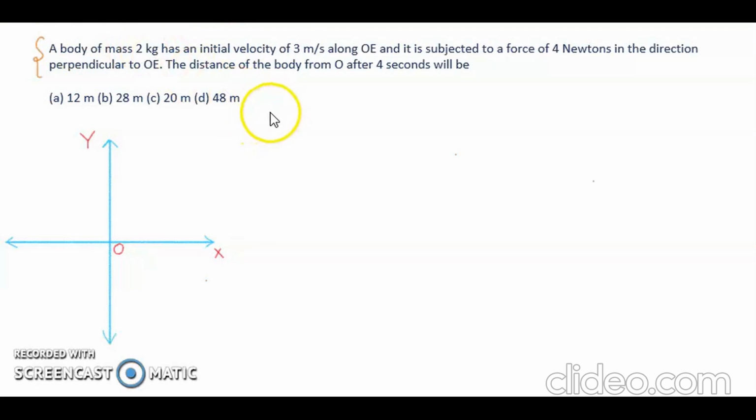First of all, it is given that mass is equal to 2 kg. So we can name it as a variable, m is equal to 2 kg, the normal variable name that we use, m for the mass. It has an initial velocity of 3 meter per second along OE. We can take OE in any direction. For the purpose of understanding and clarity, I have taken an XY axis and I have taken OE in the direction of the X axis. You can take it in the Y direction also, no issue in that. It depends upon your comfort, in which direction you want to take it. So I have taken it in this direction.